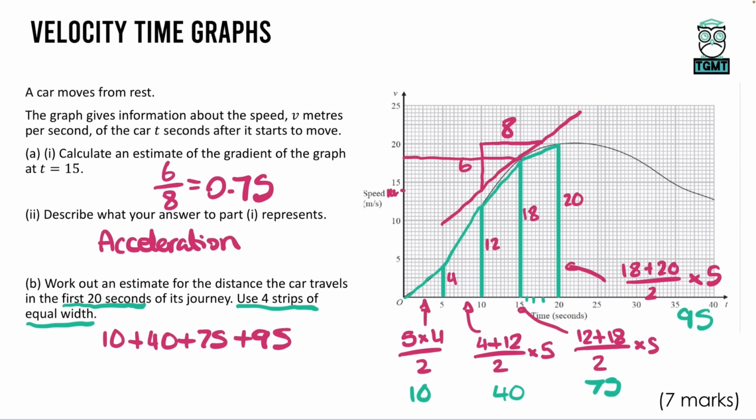We can add these all together. 10 plus 40 plus 75 plus 95. And that gives us a total of 220. The units are just here. It's meters per second. So that's 220 meters. And that is the distance the car travels in the first 20 seconds. And we found that by finding the area under the curve.